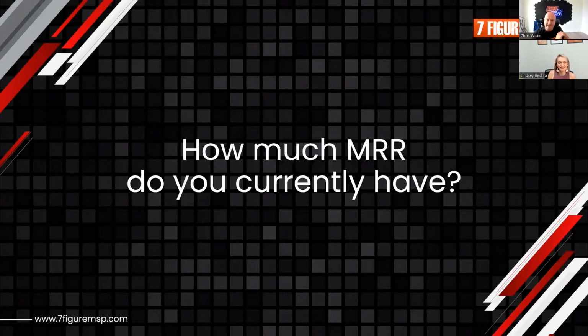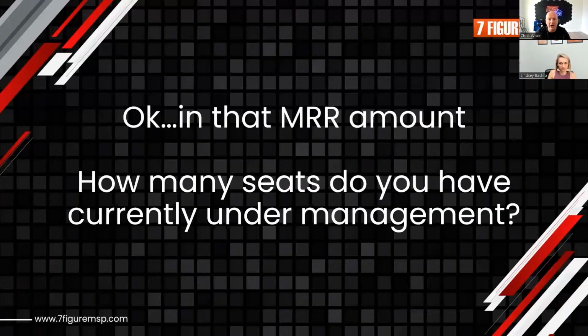So think about this. Take this number. If you are an MSP owner or a decision maker, you should know what this is. Again, you do not have to put this in the chat, but you're welcome to. How much MRR, your monthly recurring revenue, do you currently have? Now think, in that MRR amount, how many seats do you currently have under management? Let's say it's 40,000 of MRR and then 200 seats.